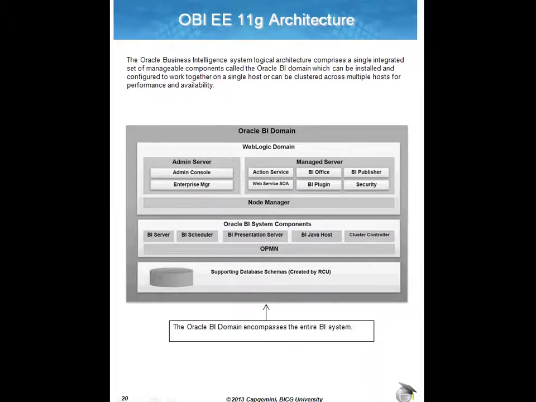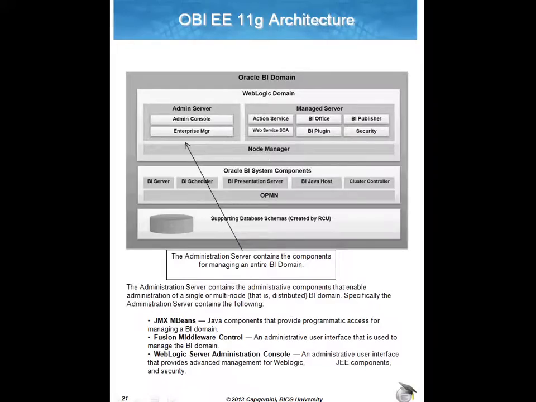Your BI domain consists of your Java components that are deployed into one or more Java containers within your WebLogic domain, and it includes your system components and their processes. It also encompasses your required configuration files, your metadata repository, and any associated infrastructure. In short, the BI domain is your system.